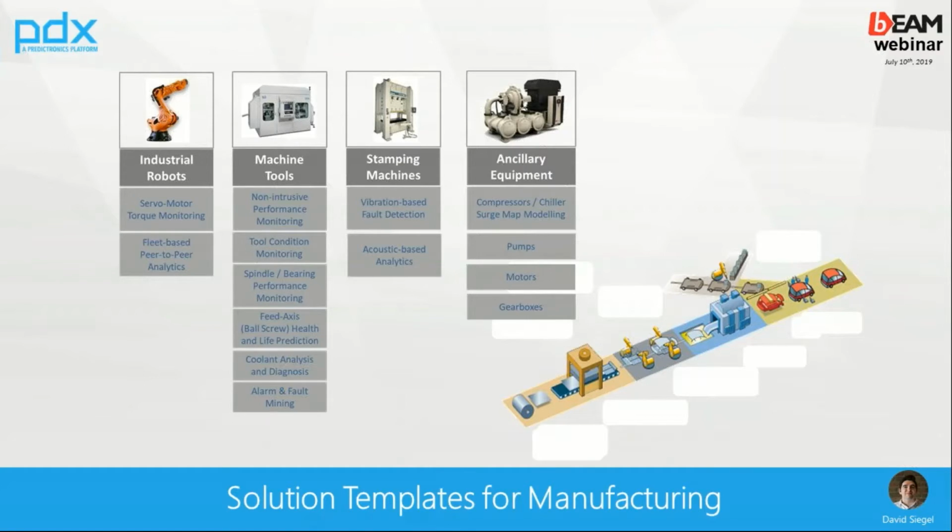And if you just look at the different ones available for the manufacturing, these include predictive monitoring of industrial robots, predictive solutions for machine tools, including the spindle bearing, the linear axes, as well as coolant and so on, as well as additional use cases on stamping and also auxiliary equipment like compressors. So this is one of the nice things about the PDX software is that these templates are already available. So the ability to quickly configure them and deploy them for your particular application is much faster than what you may find in some other solution offerings.